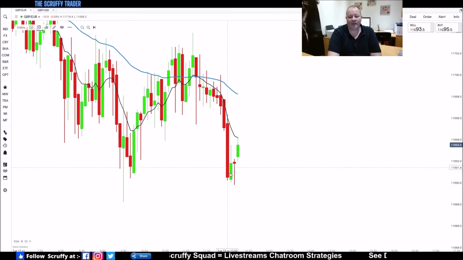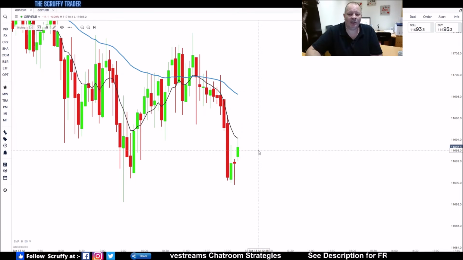Now again, you can look at it and it's doing the same thing. So there, you then look to go on the next opposing candle. And why do I say opposing candle? Because you want it to be going in the direction of your trade.